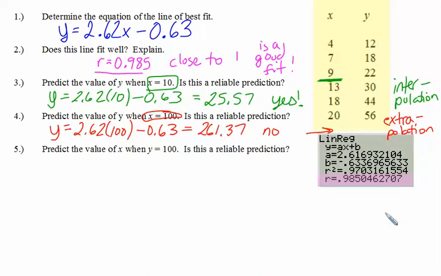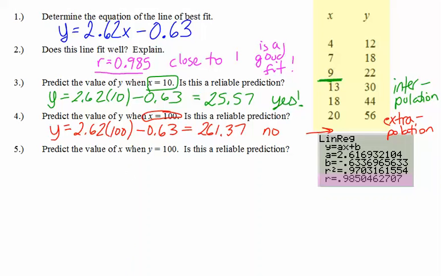E-X-T-R-A-P-O-L-A-T-I-O-N. Basically, it's like saying, can we accurately predict what planet Earth will be like in the year 2300 right now? Well, no. It is so far out of what we know that while we could make some predictions, they're not going to be particularly reliable.